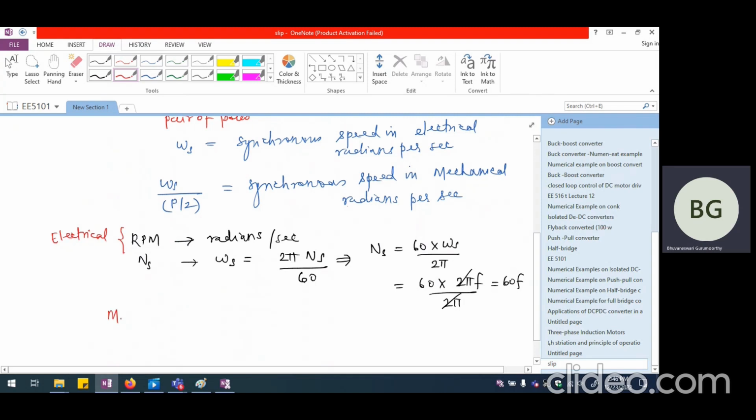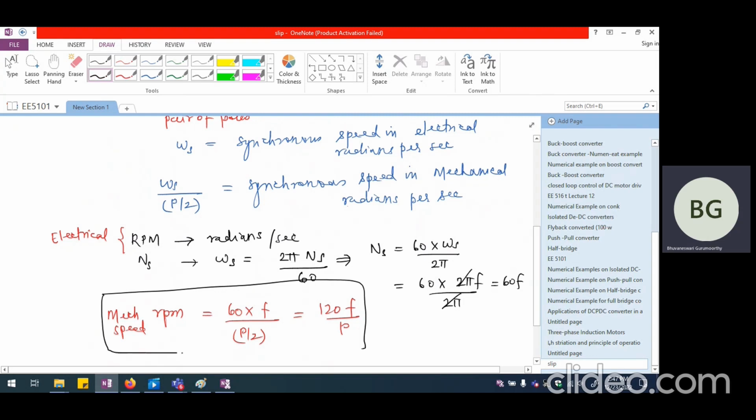So if we want mechanical RPM or mechanical speed in RPM, we have to divide this by P by 2. So this will be 120 f by P. So the regular expression of 120 f by P is the mechanical speed in revolutions per minute. This is a very, very important expression we use repeatedly.